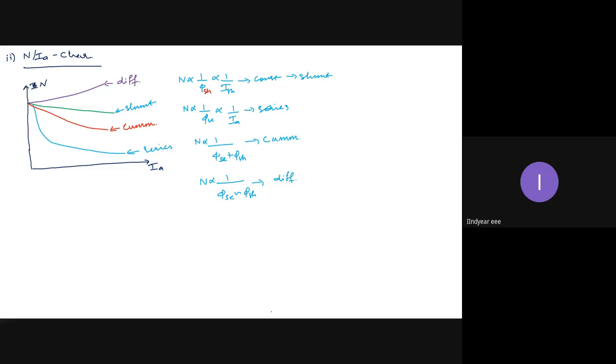The third characteristic is speed versus torque, which will generally follow the speed versus armature current. Speed torque characteristic. Okay. So which will follow the speed armature current characteristics. So this is speed and this is torque.